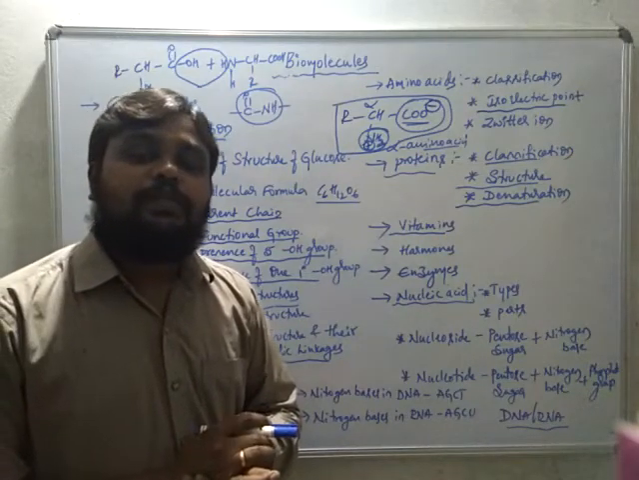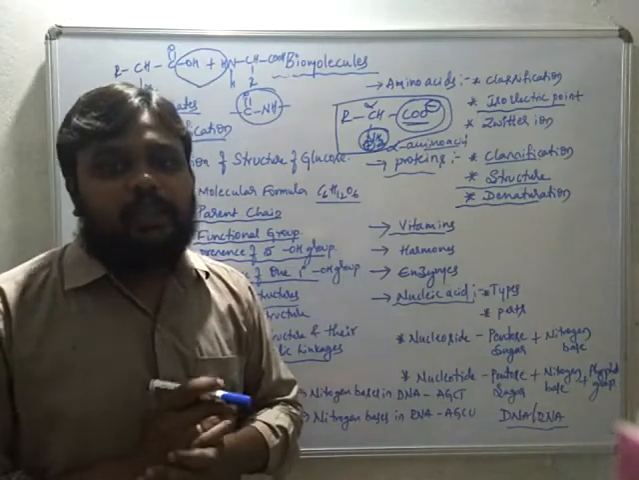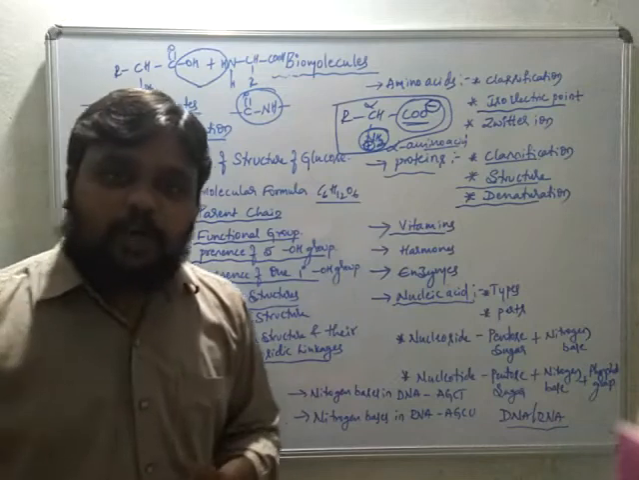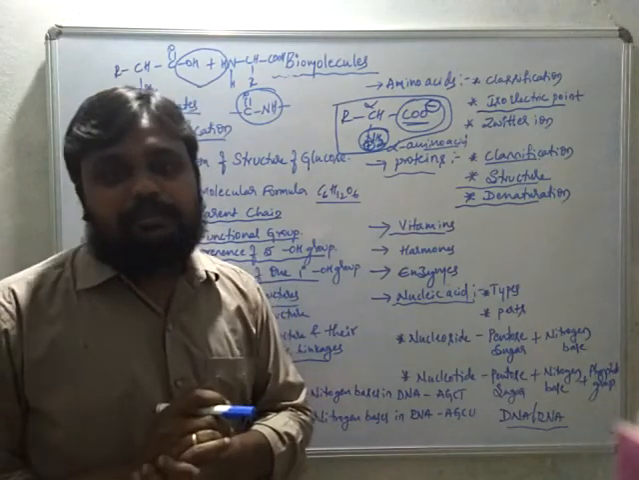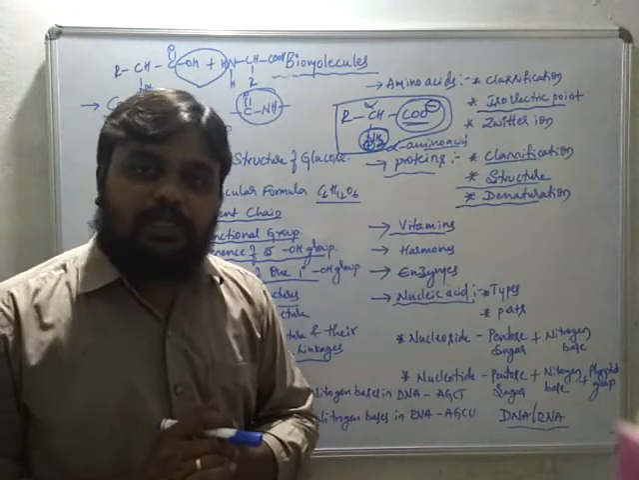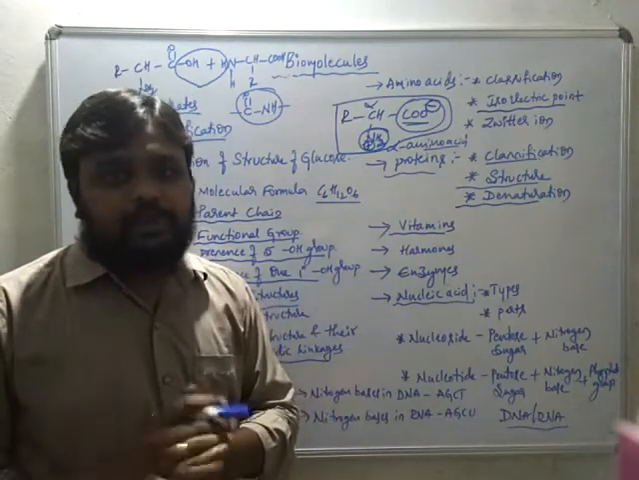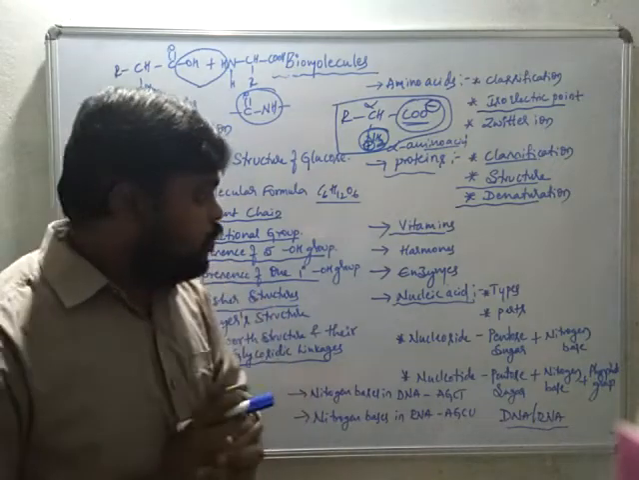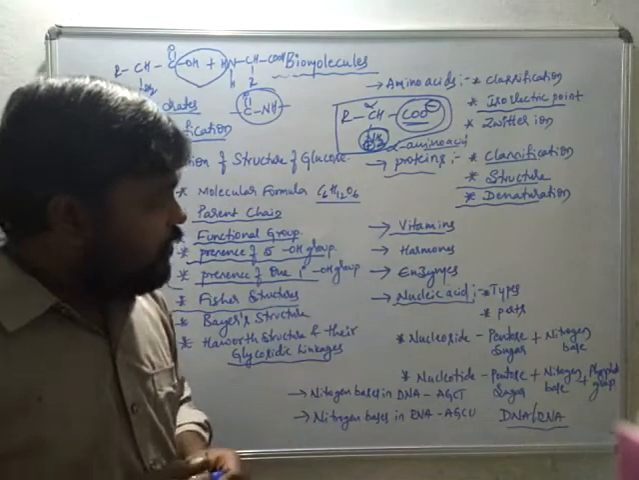These water soluble vitamins are not stored in our body; they are excreted through the urine. Fat soluble vitamins are vitamins A, D, E and K. These vitamins are stored in our body, in the liver and adipose tissues. So this is about vitamins.